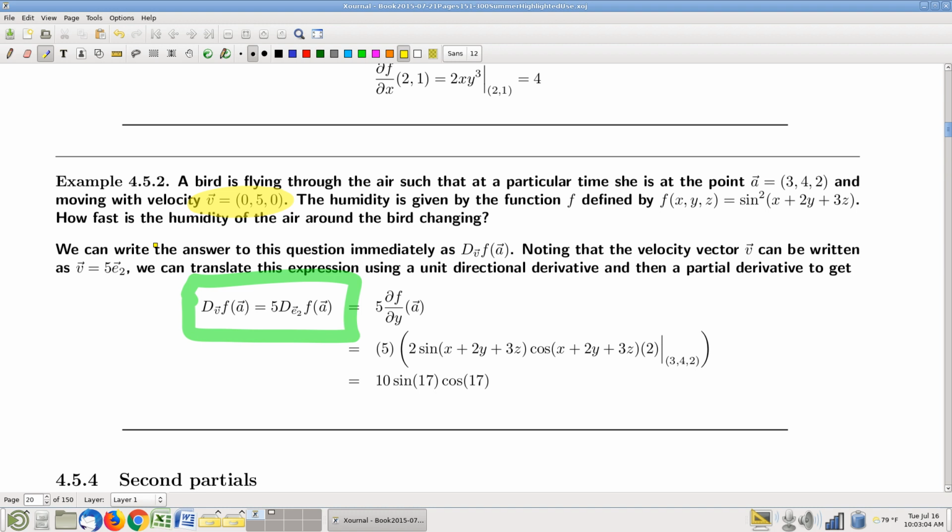And then you notice that the resulting unit directional derivative is a partial derivative. And so what this boils down to is just taking a partial derivative of this function with respect to a single input variable. Now, wait a second. What input variable? Careful. That velocity vector is in the direction of the y-axis, right? So this e2 is a standard basis vector in the y direction, so we take a partial with respect to y. Everybody happy?